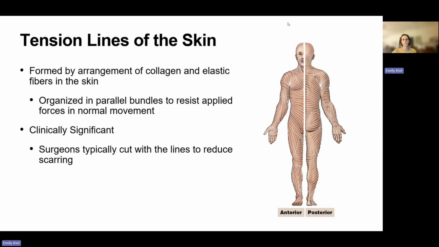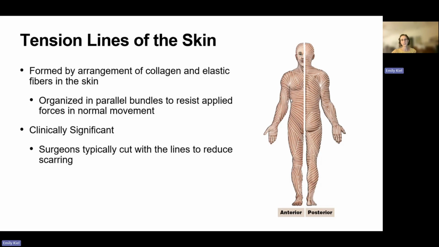But this is super significant because when you are doing surgery in a patient, you want to cut with the lines to reduce the scarring and to reduce pulling. If you cut, for example, on this person, straight down perpendicular to these tension lines, each one of these lines is going to be strongly pulling on the skin, and it's actually going to pull my whole incision apart so that it's going to have a lot more scarring. It's going to be less likely to hold the sutures. You're going to have more problems.